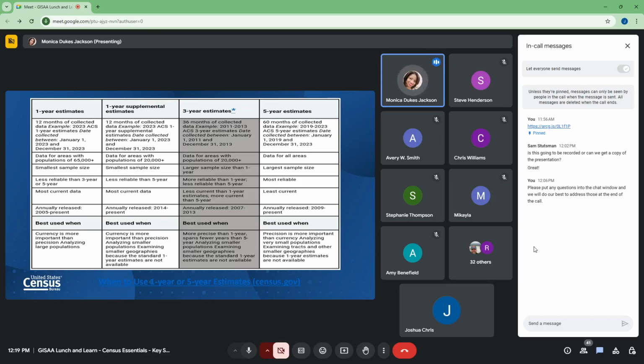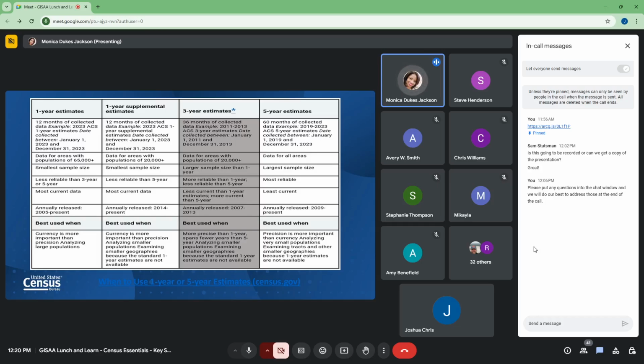I mentioned the 1-year supplemental estimates. Again, this is for data for areas with populations of 20,000 plus, so the sample sizes are smaller. It's going to be less reliable than, of course, our 5-year data. It is released annually, and the data is available from 2014 through the present. It's best used when currency is more important than precision, analyzing smaller populations and examining smaller geographies because the standard 1-year estimates are not available.